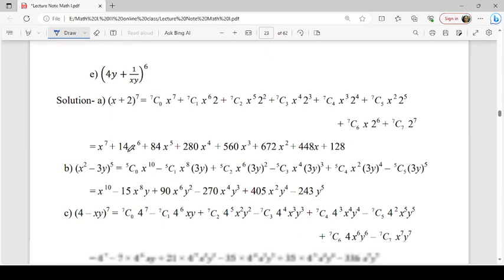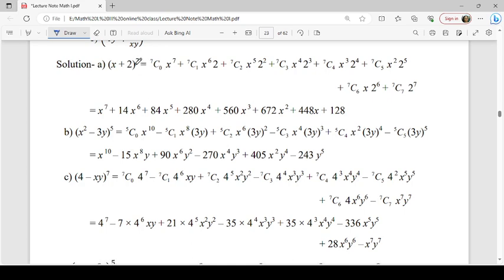So it is (x + 2) whole to the power 7. So n is 7. So 7C0 x to the power 7, 2 to the power 7 minus 7, so 2 to the power 0. Then 7C1 x to the power 6, 2 to the power 1. Then 7C2 x to the power 7 minus 2, it is 5, 2 square. Then 7C3 x to the power 7 minus 3, so like this.